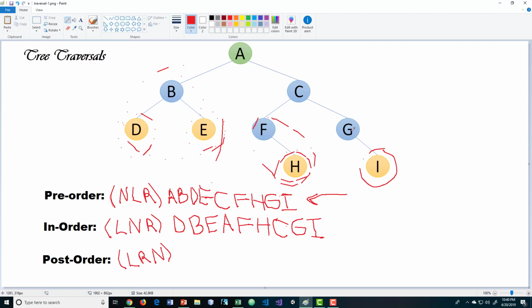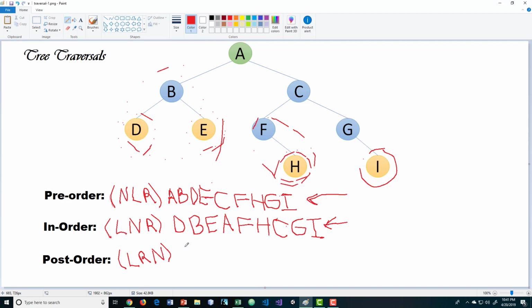Have you visited left? Yes. Have you visited yourself? Yes. Have you visited your right? Yes. So I'm done. Go back up to C. Hey C, have you visited your left? Yes. Have you visited yourself? Yes. Have you visited your right? Yes. Go back up to A. Hey A, did you visit your left? Yep. Did you visit yourself? Yes. Did you visit your right? Yes. So that right there is the in-order traversal of this tree.